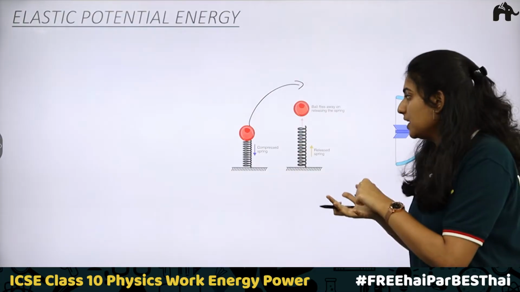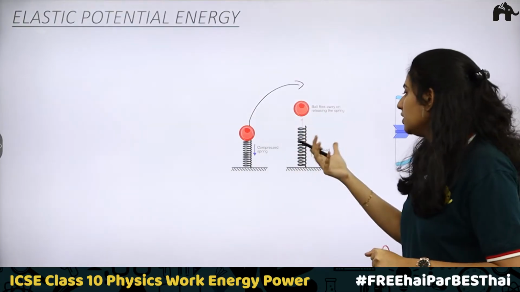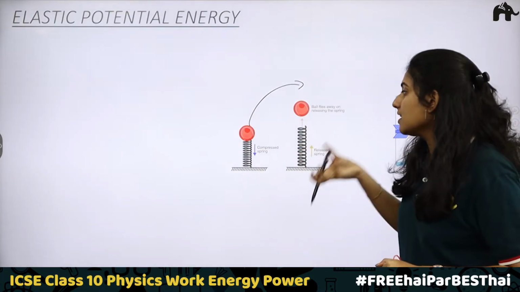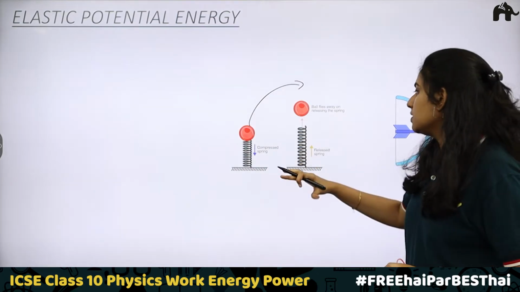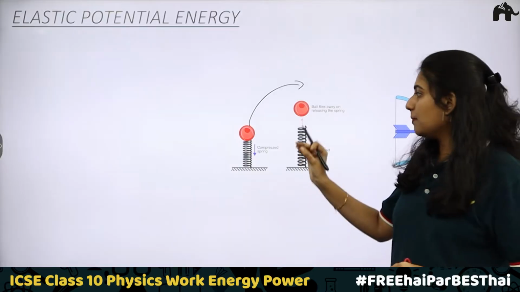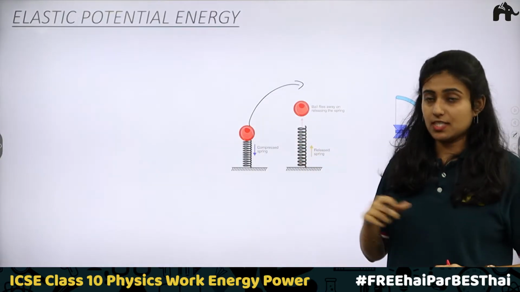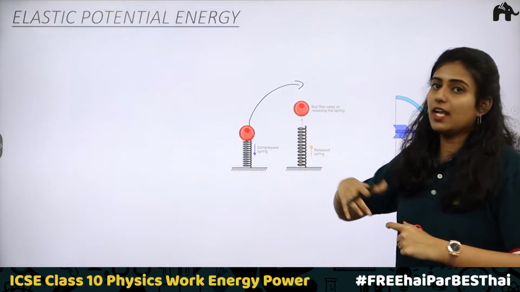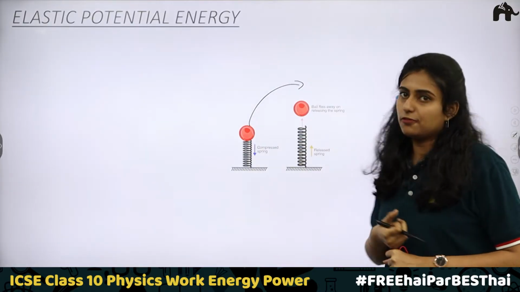So a compressed spring will have a tendency to come back to its original shape. The stored elastic potential energy helps it to come back to its original shape. When it comes back to this original shape, what happens? The ball will gain some energy from this, and this energy gained will help the ball to fly.